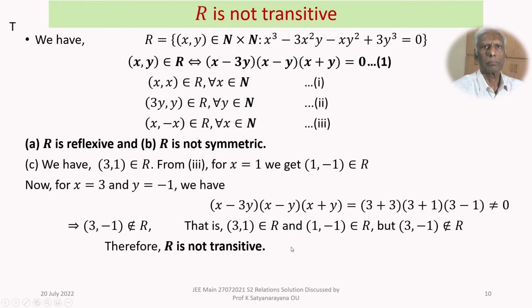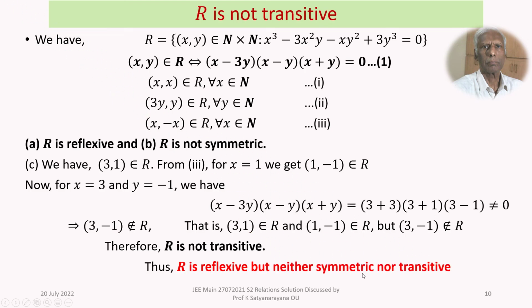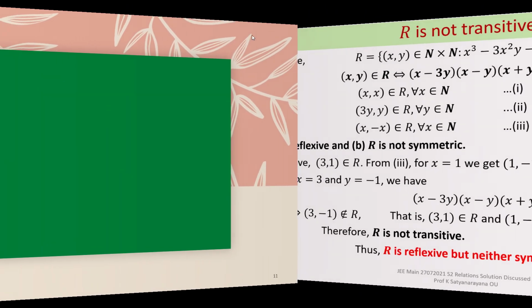Thus, we have the conclusion. R is reflexive, but neither symmetric nor transitive. That is the option which is true, that is option 1. And we have already seen that. So, that is the discussion of the solution of the problem from the section sets, relations and functions.